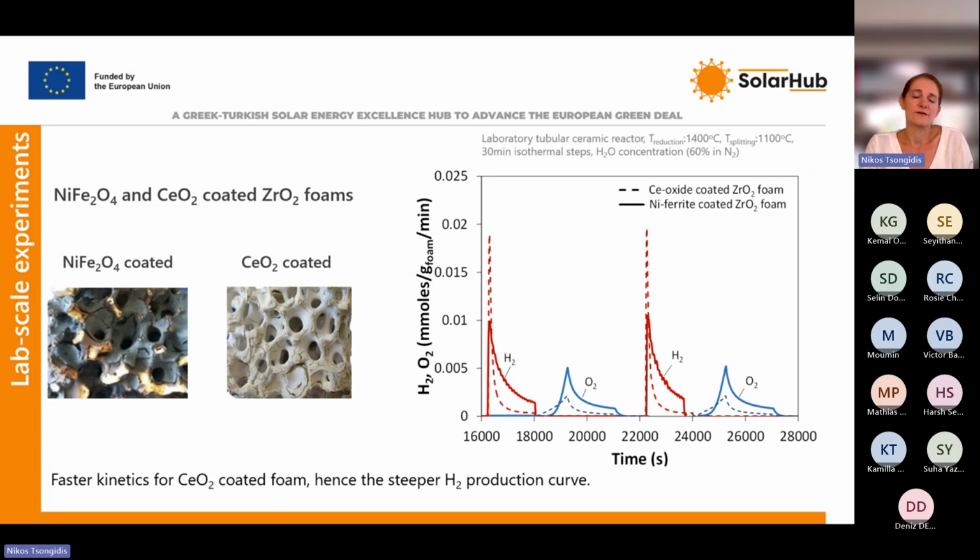In the case of the nickel ferrite coated foam and the cerium coated foam, this difference has to do with the faster kinetics of the material, the cerium oxide, compared to the nickel ferrite. We see that both materials are active, but there is a difference in the hydrogen production rate and how the kinetics of the reaction take place for these two different materials.